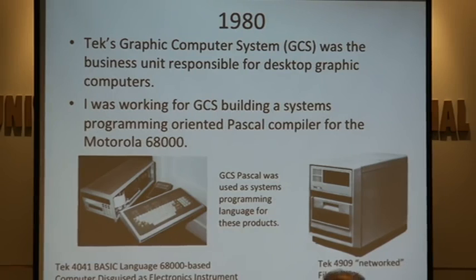One of the things that was built was GCS Pascal, a little desktop computer that was kind of disguised like it was an instrument, and it was used to implement BASIC. Another one was a networked file server that existed before we had networks like Ethernet. It used thick instrumentation cables to plug computers into it. Rebecca was the software project leader on that. But these were built using that Pascal compiler.